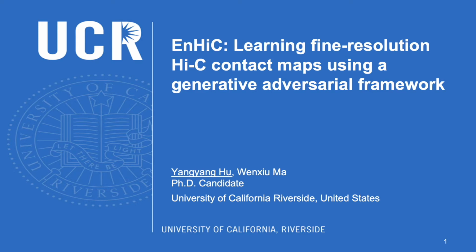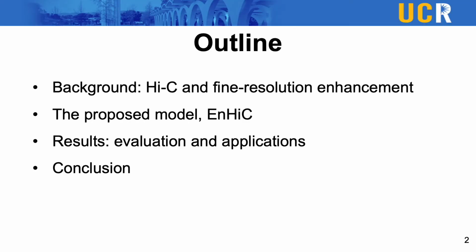Today I will present EnHiC, learning fine resolution Hi-C contact maps using a generative adversarial framework. In the presentation, I will first introduce Hi-C data and the fine resolution problem. To solve this problem, we proposed a neural network named EnHiC. We compared our model with previously proposed GAN-based neural networks and evaluated them in three cell types. The predictions from our model also performed well in TAD detection and identification of significant interactions.